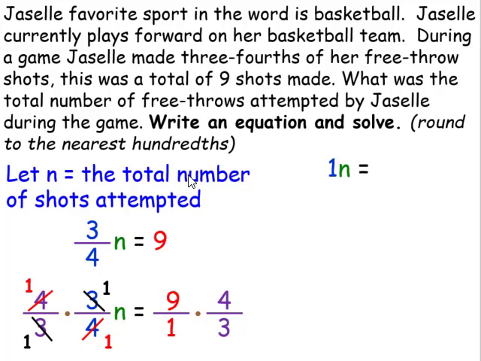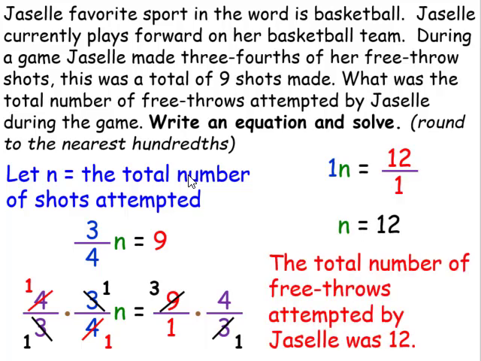On the right-hand side, both 9 and 3 are divisible by 3, 3 times and 1 time. When we multiply across, we get 12 over 1. Therefore, n is equal to 12. Our answer is that the total number of free throws attempted by Giselle was 12.